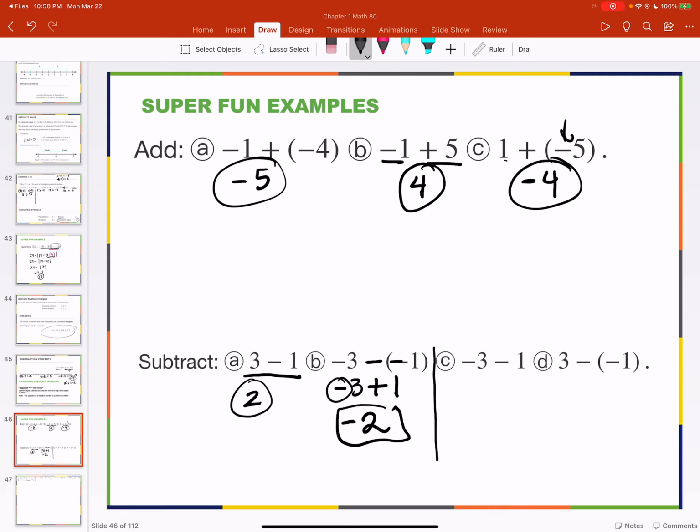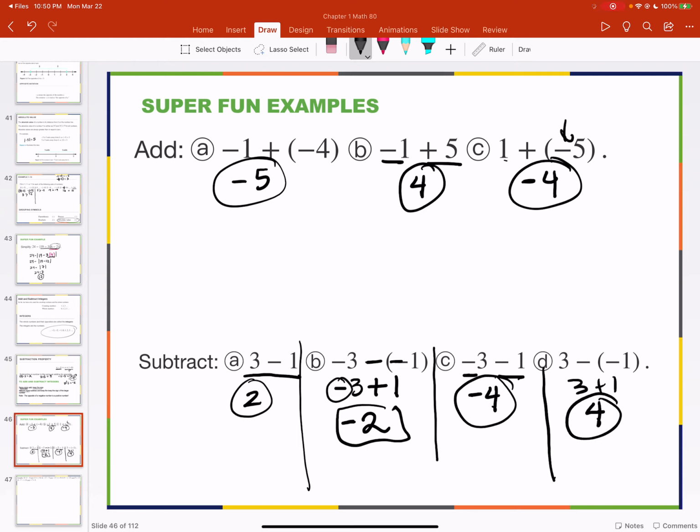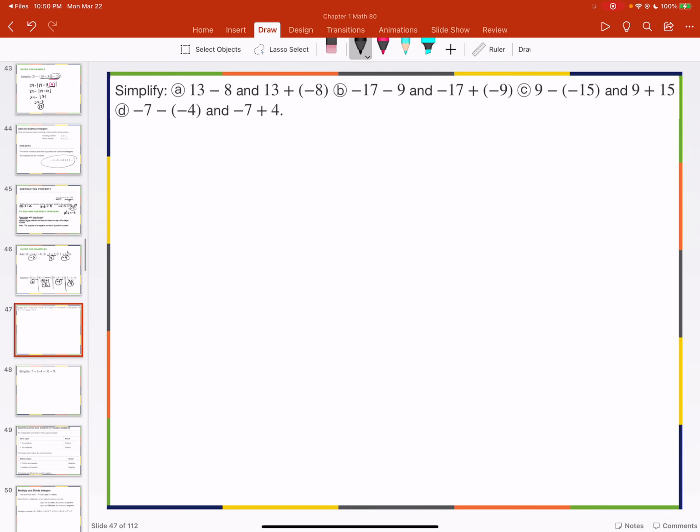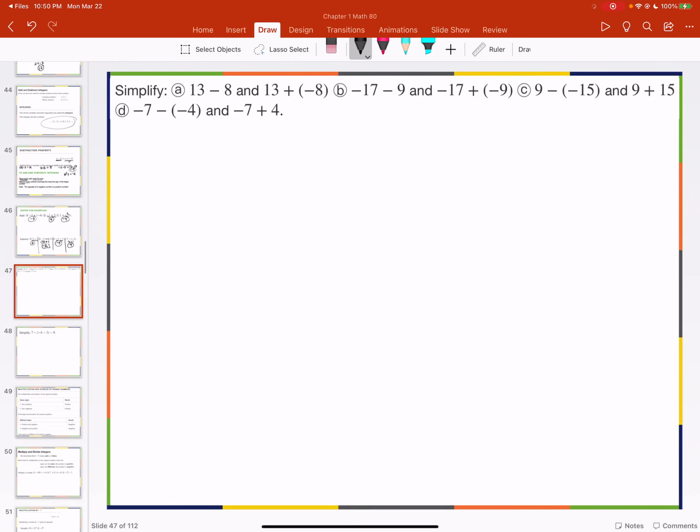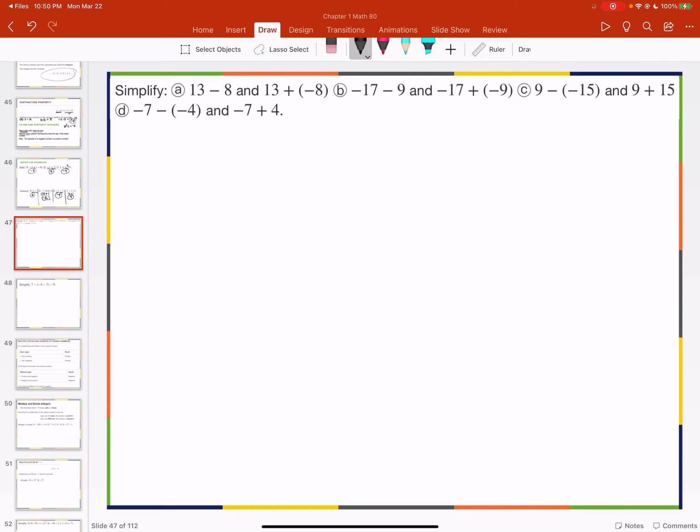Now for C, these are the same signs. So we add them, but we keep the sign. So it's -4. For D, this is 3 plus 1, same sign. We add it, and we keep the positive, right? Okay. So I think we've done enough of those. So you can check these. I think the answer's in the book.